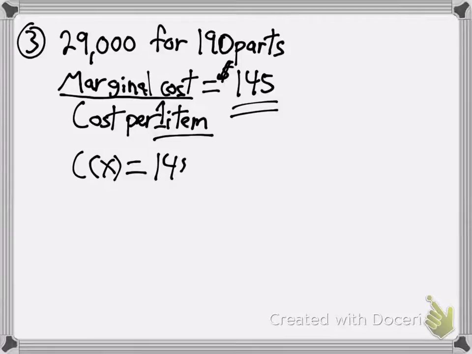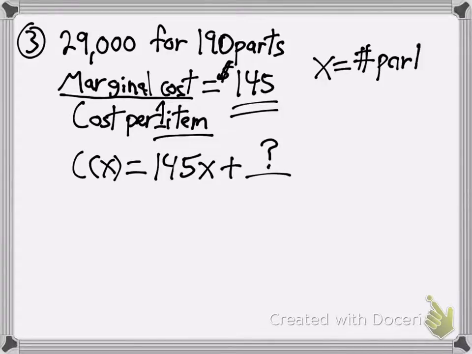145x plus, and then I don't know. I've got to figure that out, which I'll do in a second. But everybody good so far? That 145 is what goes next to the x. How do we know that's not the other number? Because it's the cost per item. X is the number of items. In this case, X is the number of parts. So the cost per item is the variable. So that 145 goes there.